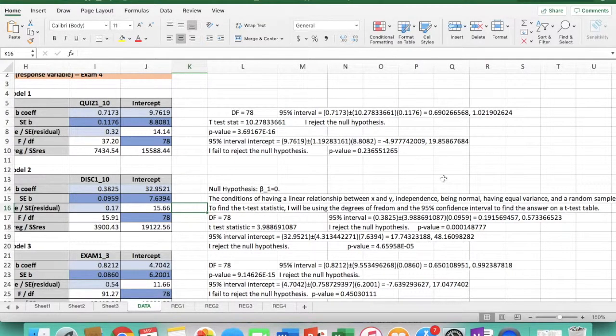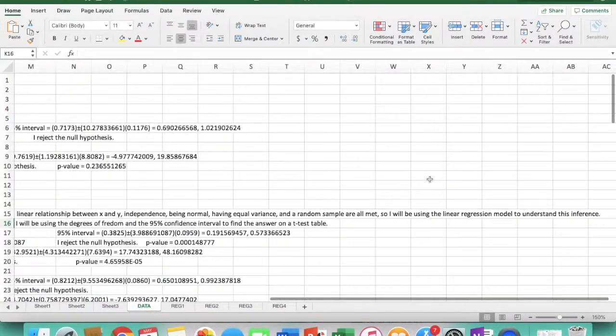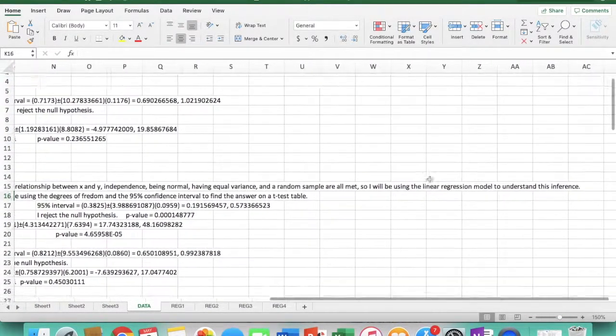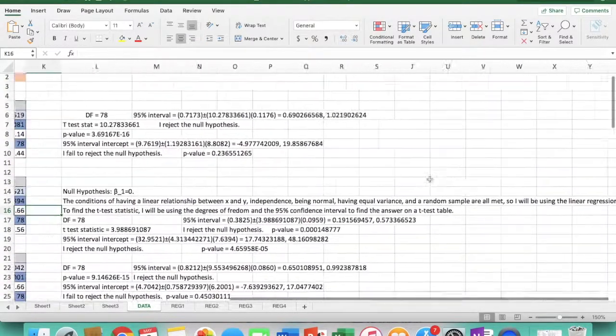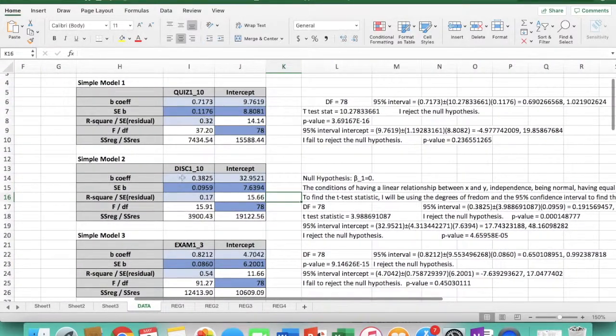The conditions of having a linear relationship between x and y, independence, being normal, having equal variance, and a random sample are all met, so I will be using the linear regression model to understand this inference. To find the t-test statistic, I will be using the degrees of freedom and the 95% confidence interval to find the answer on a t-test table. I found the degrees of freedom to be 78 because there were 80 results, and the t-test statistic to be 3.99 rounded.